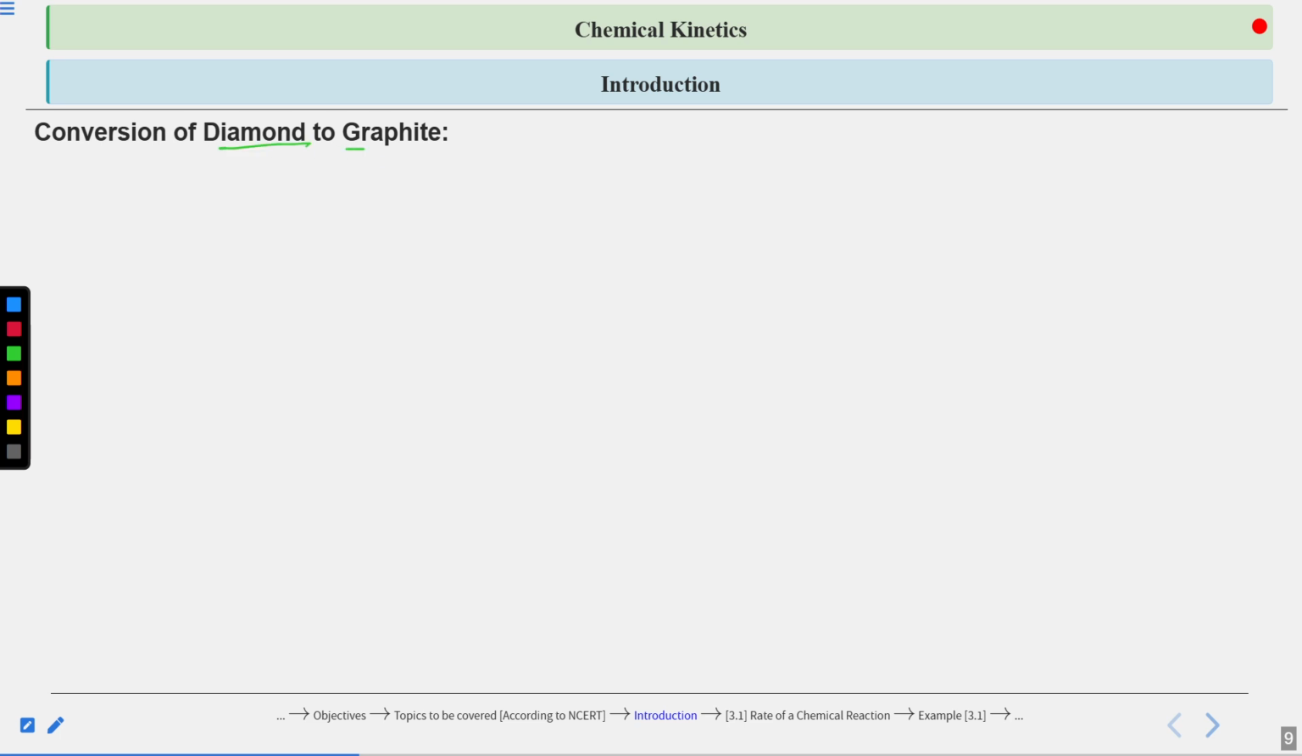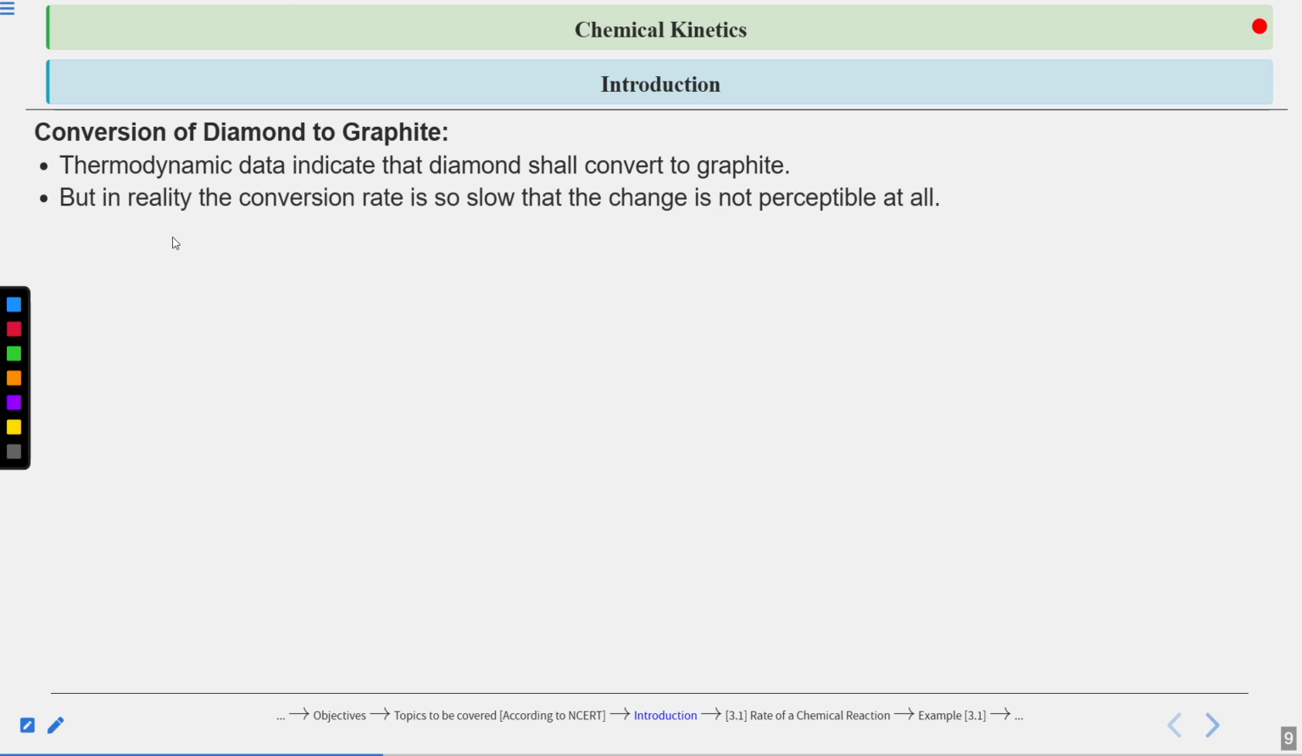Conversion of diamond to graphite. Thermodynamic data indicate that diamond shall convert to graphite. Thermodynamically, it is concluded that diamond shall convert to graphite. That means maybe we can convert the diamond to graphite. But in reality, the conversion rate from diamond to graphite is so slow that the change is not perceptible at all. In reality, the change will not happen because the conversion rate is very slow.